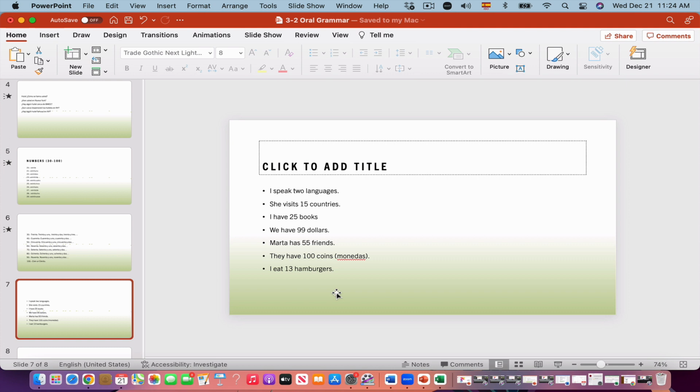Dos, because it means two. Languages, lenguas. Lenguas o idiomas. You can say lenguas o idiomas. They both are the same. So, yo hablo 2 idiomas. That's what you say. Okay.